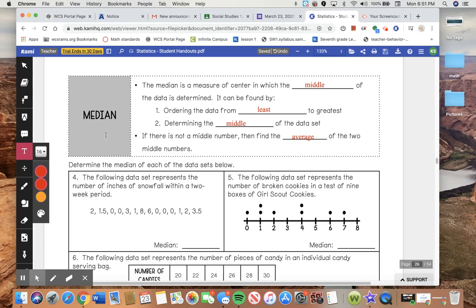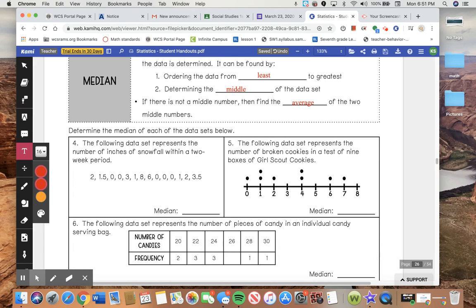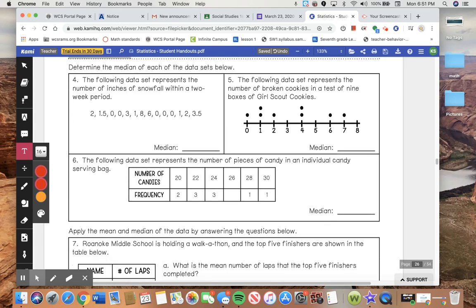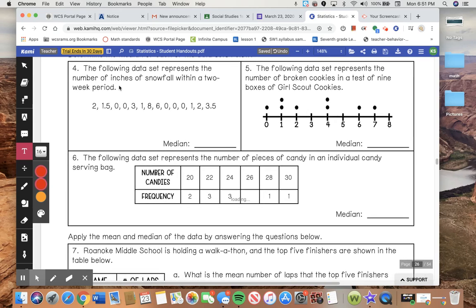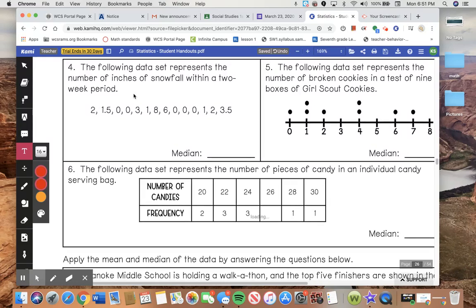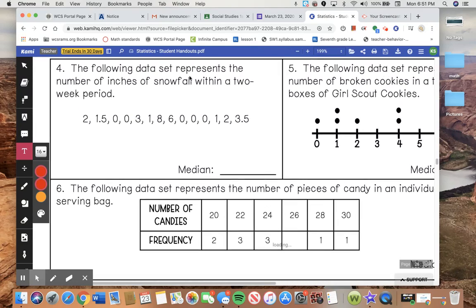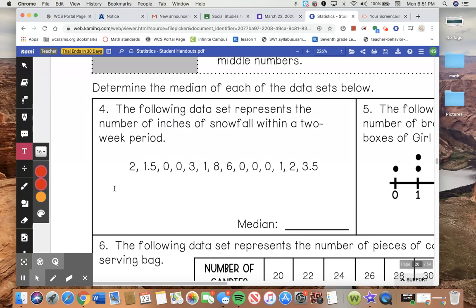So to find the median, you are going to order your data points from least to greatest, so the smallest to the largest, and then you're going to find the middle number. We're going to start with this problem. Let me zoom in. All right, so here's our problem.